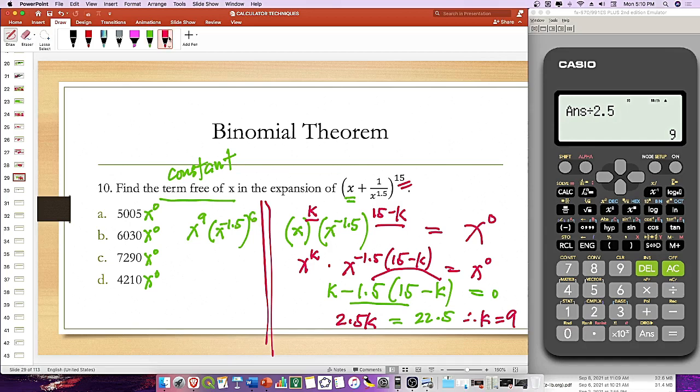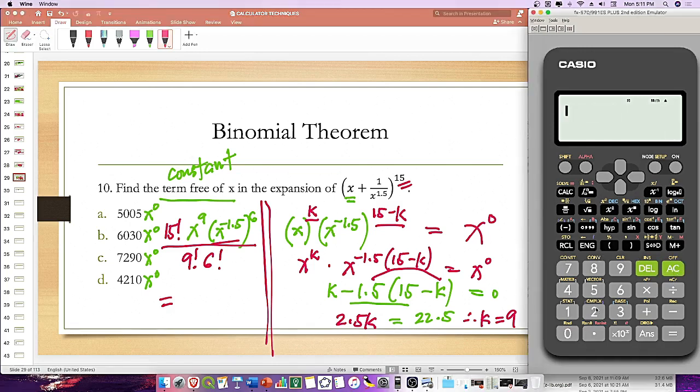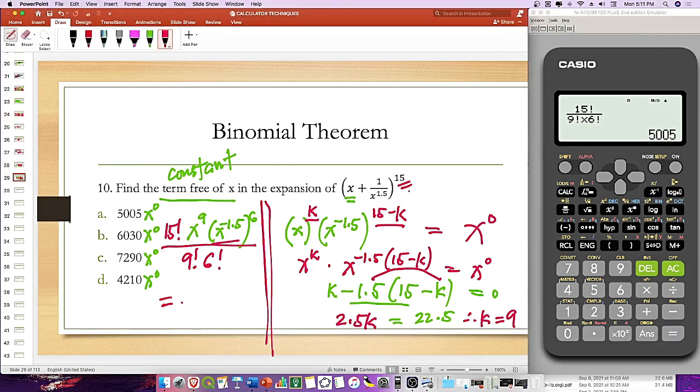Now for the coefficient, the total power is 15 factorial. Divide that by the power of x factorial and the power of that term factorial. Now you have 15 factorial divided by 9 factorial. Let's put this in your calculator. Plug in 15 factorial, divided by 9 factorial, and then times 6 factorial. So the result will be 5,005. This will result in x raised to 0. So your final answer will be letter A.